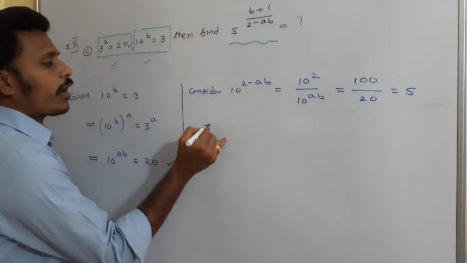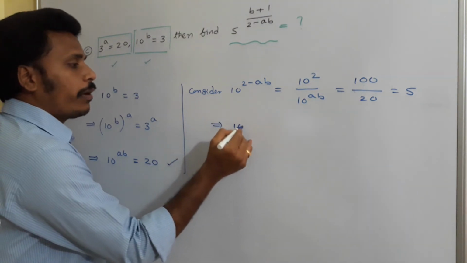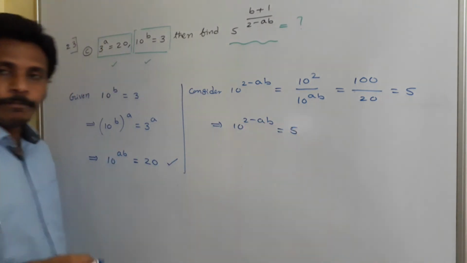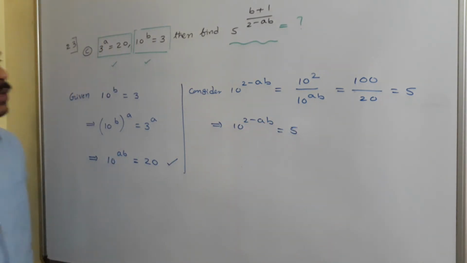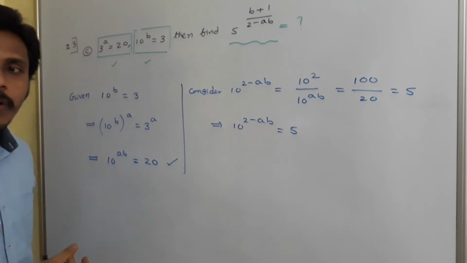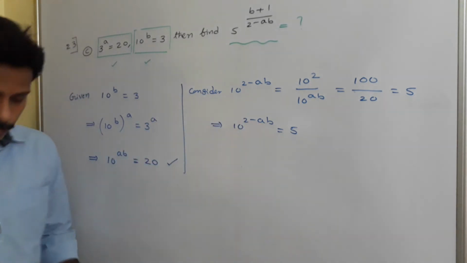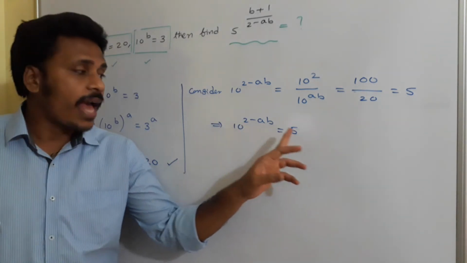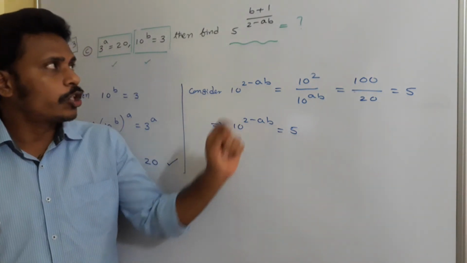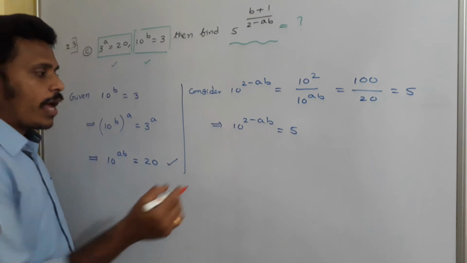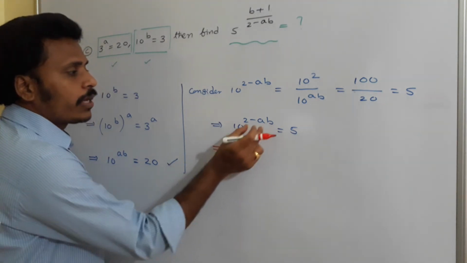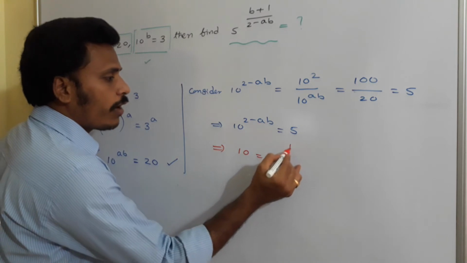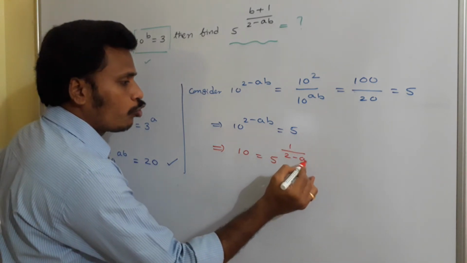So now finally what I have, that implies 10 power 2 minus ab is equal to 5. My wish is to prepare 2 minus ab. I have the 2 minus ab, but I need this 2 minus ab as a power of 5, and that too in the denominator. So as we discussed in the previous problem, send this 2 minus ab that side, we will get 10 is equal to 5 power 1 by 2 minus ab.